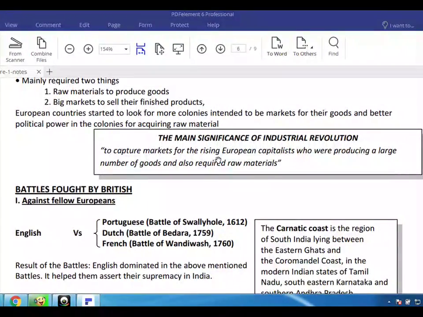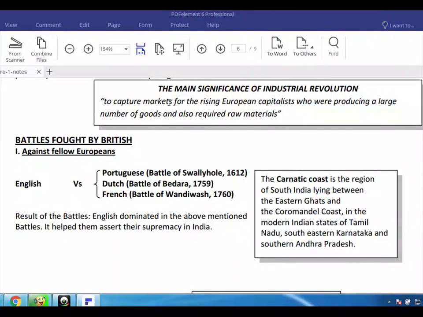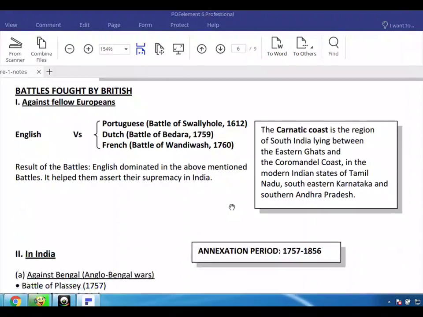Battles fought by the British against fellow Europeans. Against the Portuguese, Battle of Swally Hole, 1612. English versus Dutch, Battle of Bedara, 1759. Against the French, Battle of Wandiwash, 1760. Result of the battles: the English dominated in the above mentioned battles. It helped them assert their supremacy in India.